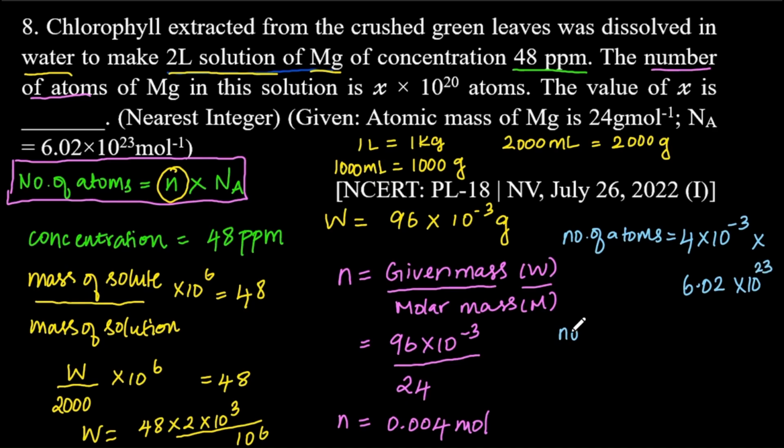So when you multiply this, you will get the number of atoms answer as 24.8, and if you cancel the power, that is if you subtract 10 power 23 by 10 power minus 3, you will get 10 power 20. In this question itself it is given x into 10 power 20. So here the x value is 24.8, but in the question it is mentioned as nearest integer. So we can round off this 24.8 as 25 into 10 power 20. So the number of atoms is 25 into 10 power 20 atoms. So the value of x is 25.